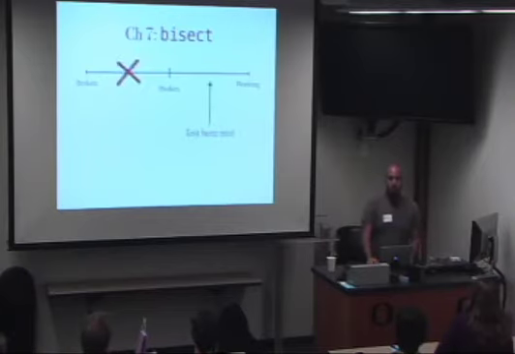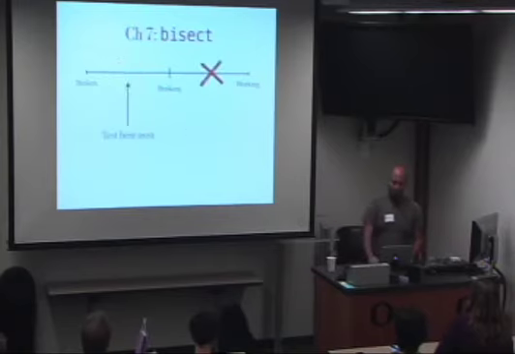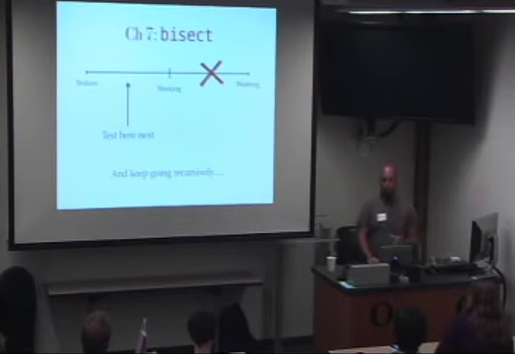If it's broken, we know that we can chop off half of all of those commits. And if it's working, we can chop off the other half. And either way, just keep on going recursively. And you can very, very quickly find that commit that caused the problem.